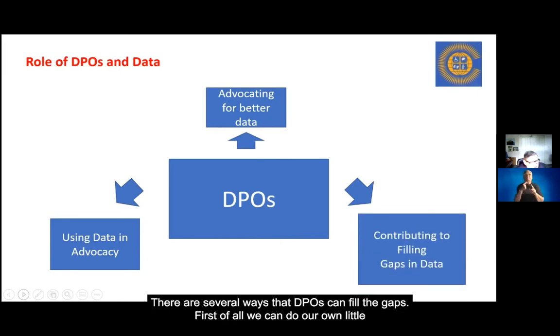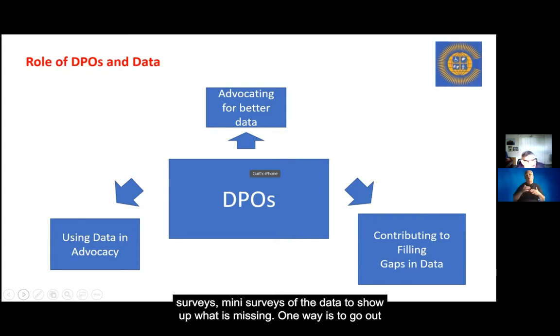And there are several ways that DPOs can fill the gaps. First of all, we can do our own little surveys, mini surveys of that data to show up what's missing. One way is to go into a rural area and knock on the doors and find out how many children are not in school because they're disabled. And that's a way that we can immediately confront government and say, there's a duty for every child and you've signed up to it to have primary education. So why are these children out of school?